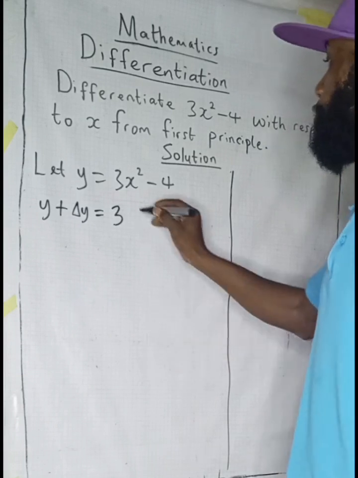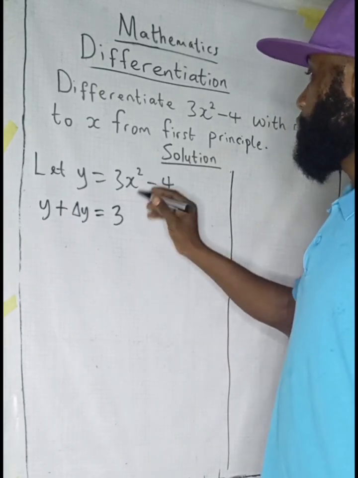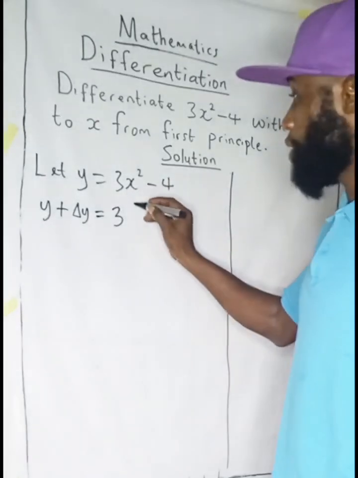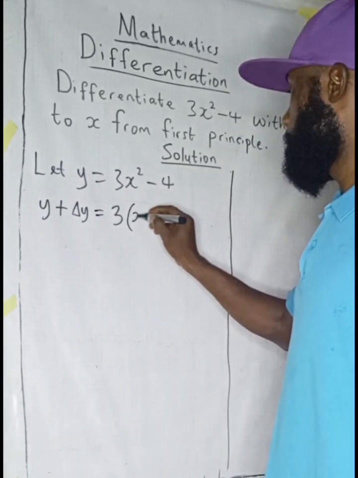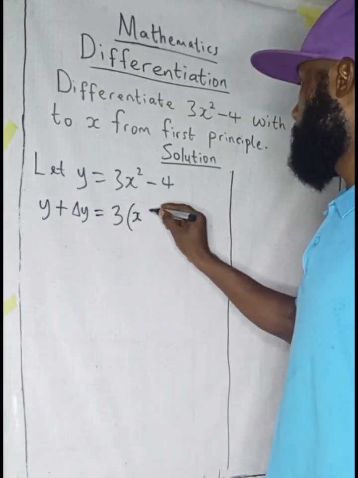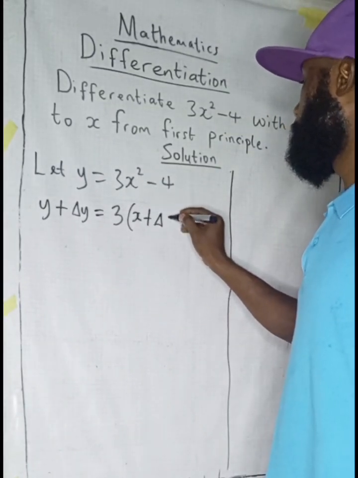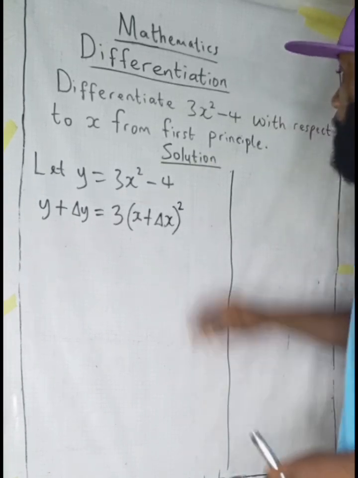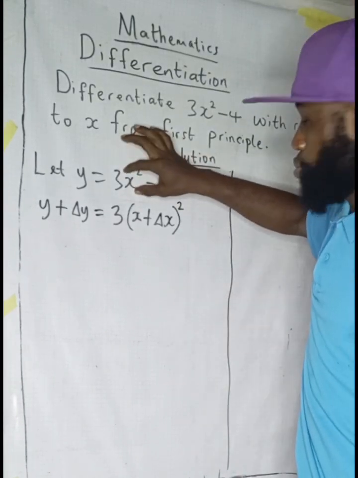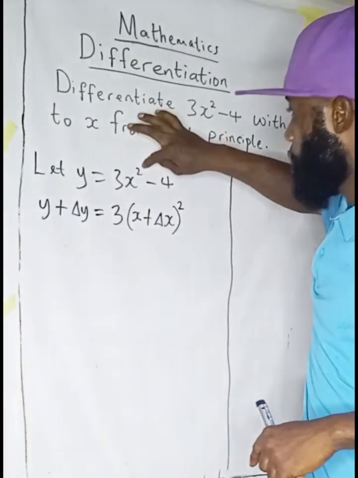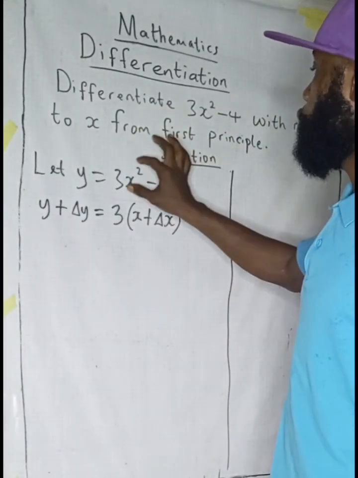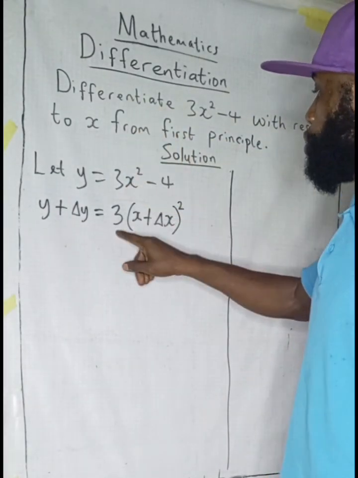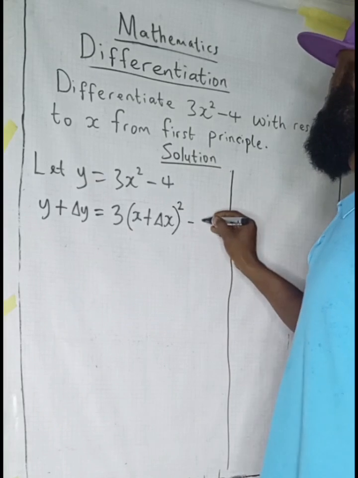So here we have 3, instead of x squared, look at the x we have here. We call it the x there plus change in x, so squared. So no longer ordinary x squared, but the x plus change in x before you square it. Remember that what you have here is being multiplied by 3. So we have it here, minus 4.